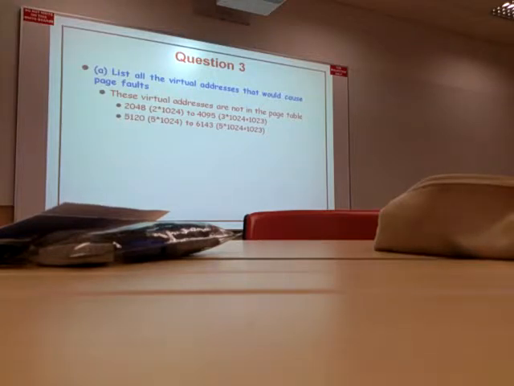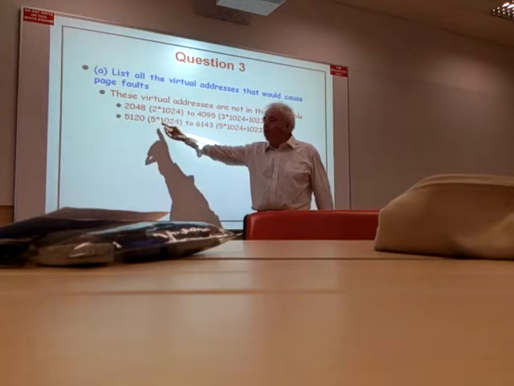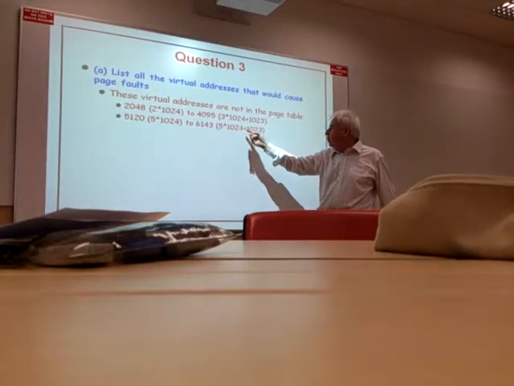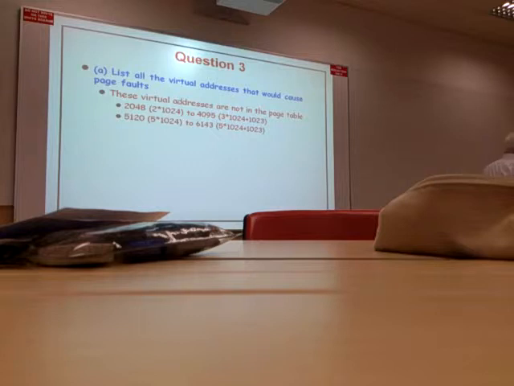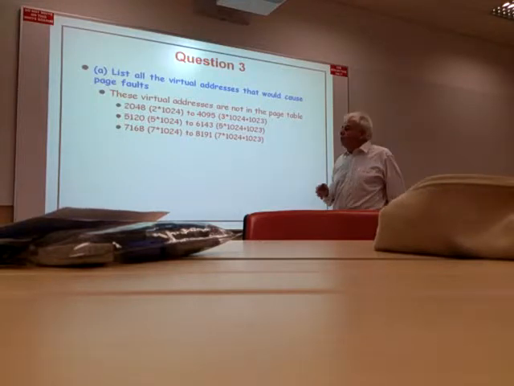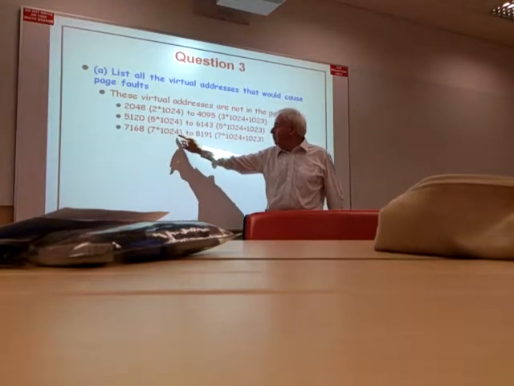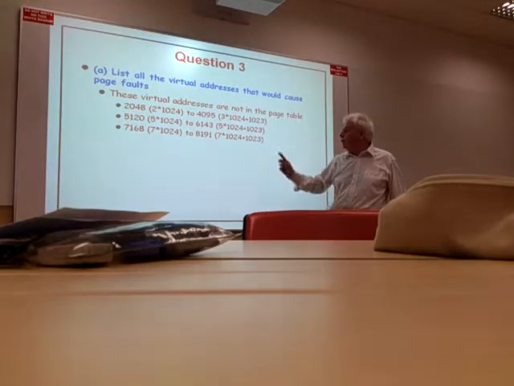Virtual page 5 is not in memory, so anything between 5120, which is 5 times 1024, to 5 times 1024 plus 1023 will cause a fault. And similarly, page 7 is not in main memory, so anything in the range of the address from 7168, which is 7 times 1024, to 7 times 1024 plus 1023 will cause a fault.